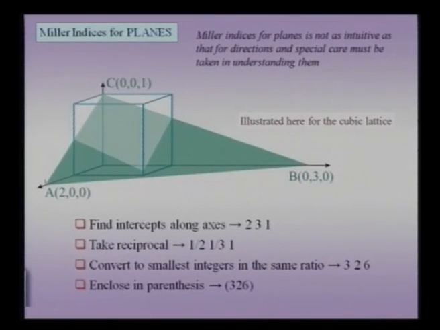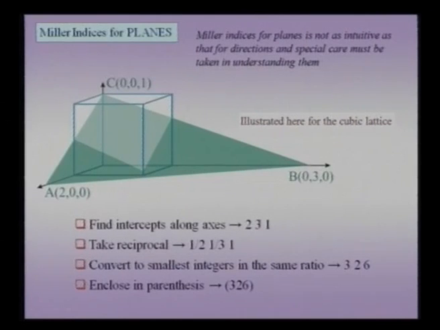So, let us take one arbitrary, specific plane which passes through 3 points A, B and C in, for instance, a cubic lattice. The A point has vertices 2, 0, 0, B point has 0, 3, 0, and C has 0, 0, 1 as its vertices. I want to find the Miller indices for this plane. First, I write down the intercepts along the axes, which is nothing but 2, 3 and 1.